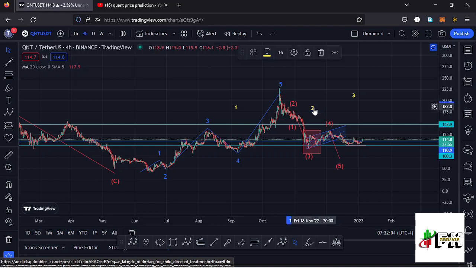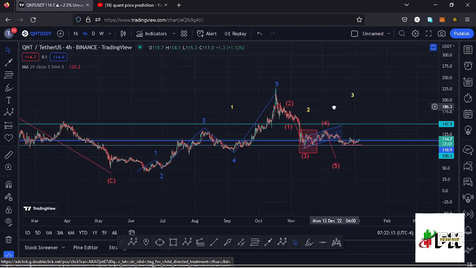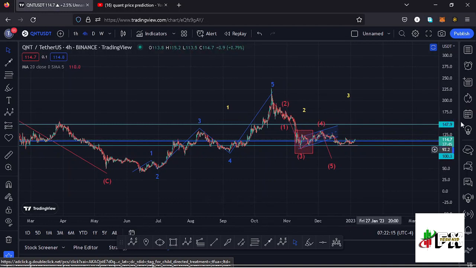Once we see the low for this higher Elliott wave count 2, then from there we can expect a very nice bounce to the upside in the formation of this higher Elliott wave count 3 to the upside. And that is what I'm expecting on the long-term scenarios here on the Quant chart.